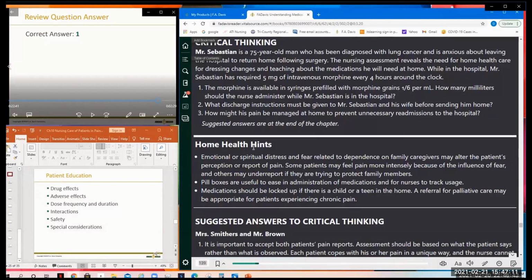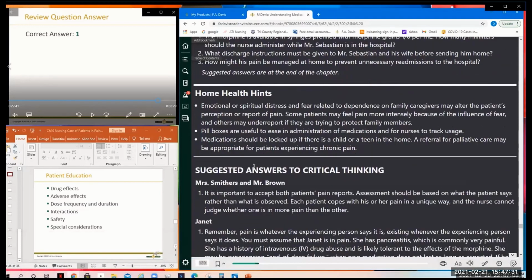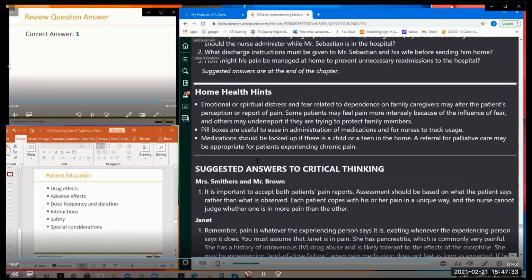Pill boxes are useful to ease administration of medications and for nurses to track usage. Medications should be locked up if there is a child or a teen in the home. A referral for palliative care may be appropriate for patients experiencing chronic pain.